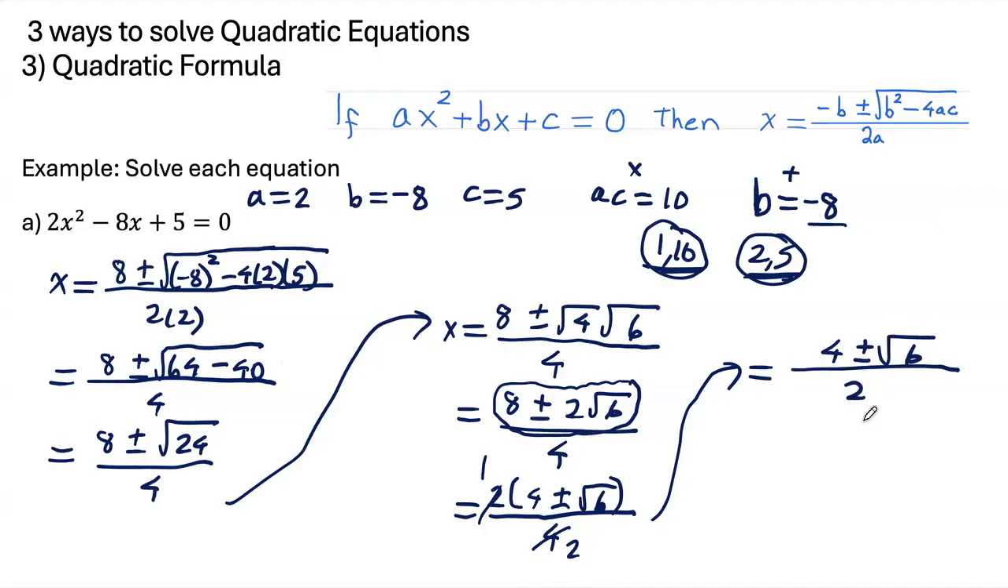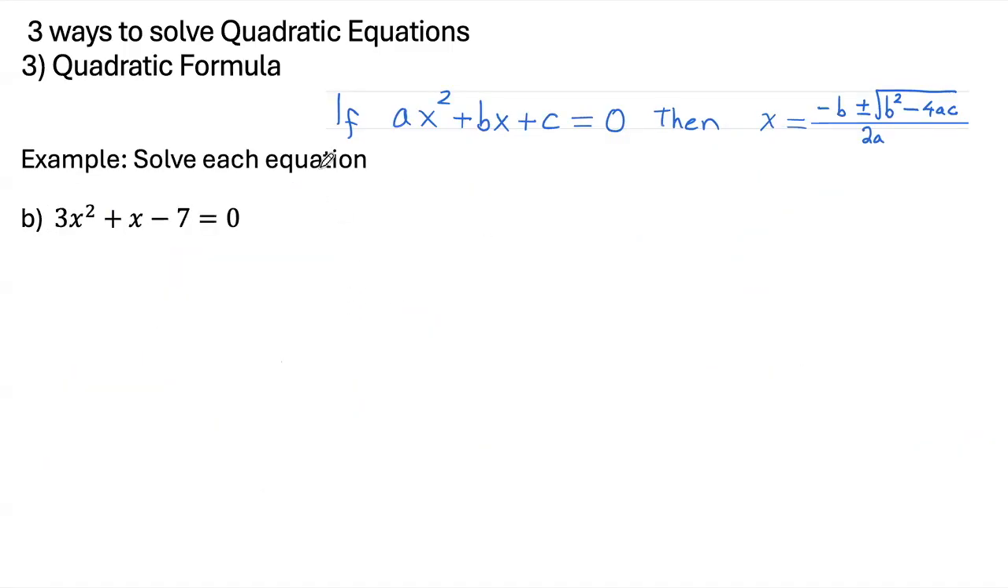And now I have my two solutions in the most simplified possible form. I have 4 plus root 6 over 2 or 4 minus root 6 over 2. This is the simplest form of these two solutions. Let's do another one. But if you follow this video, you can pause it, try the next example on your own before you play it.